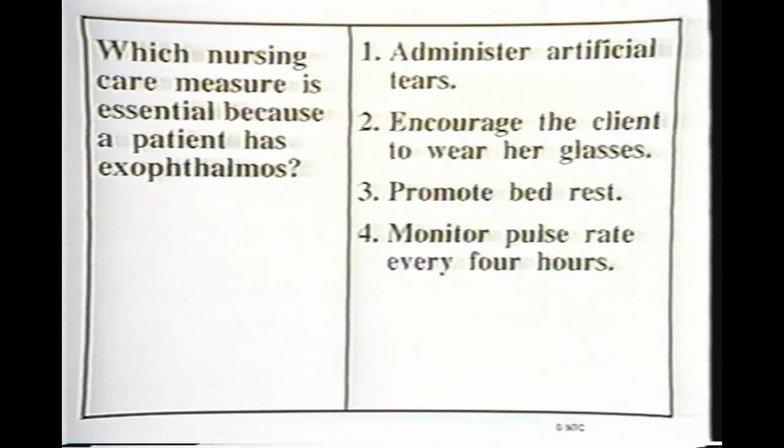Now choice number 4, monitor pulse rate every 4 hours, is probably appropriate for this patient. And also number 3, promote bed rest, because the patient probably has hyperthyroidism, because that's where we most often see exophthalmos. This, however, is not the appropriate answer, because the question said because the patient has exophthalmos. So make sure that the answer relates to the question.